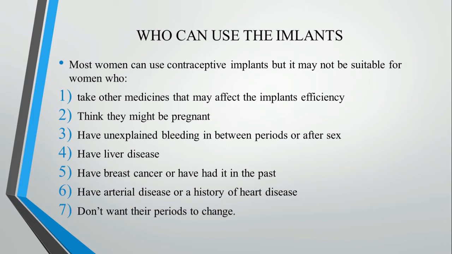Most women can use contraceptive implants, but it may not be suitable for women who take other medication that may affect the implant's effectiveness, women who think they might be pregnant, women who have unexpected bleeding in between periods or after sex, and women who have liver disease, also those who have breast cancer or have had it in the past. And it is also not suitable for women who have arterial disease or a history of heart disease, and it is also not suitable for women who don't want their periods to change.